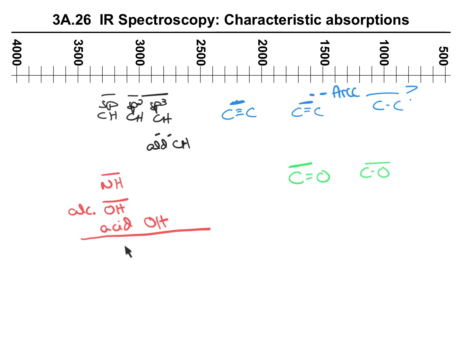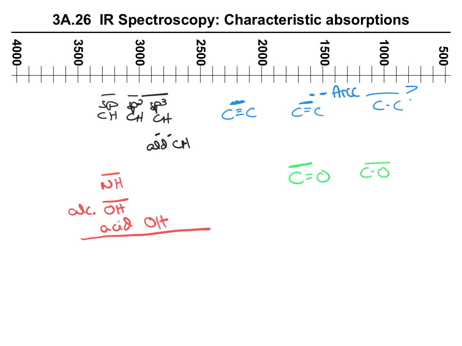So it looks like we have some issues with multiple signals that appear in the same region. So how can we tell which is which? Well, there are other characteristics of the peaks that we still need to talk about. So this gives you another way to think about the location of different peaks in the IR spectrum.